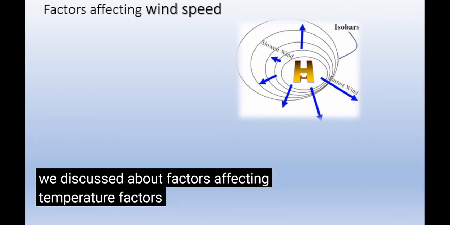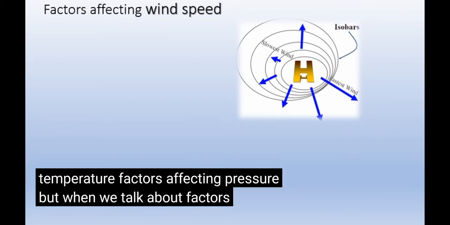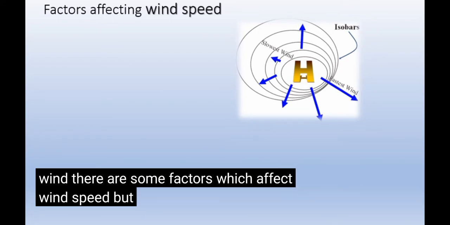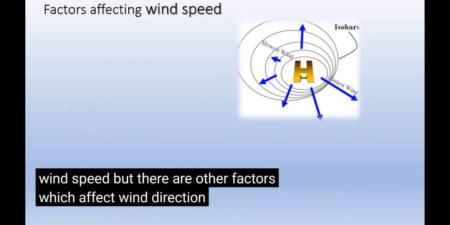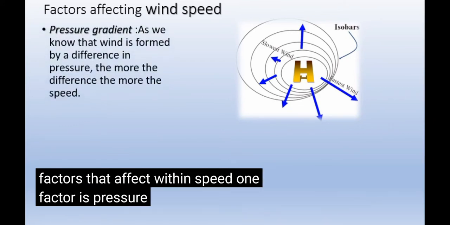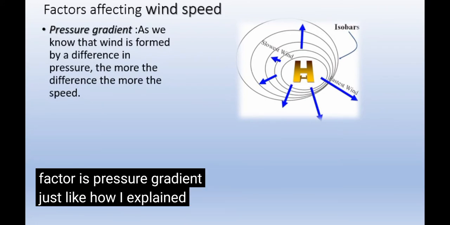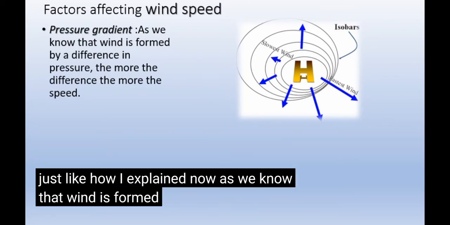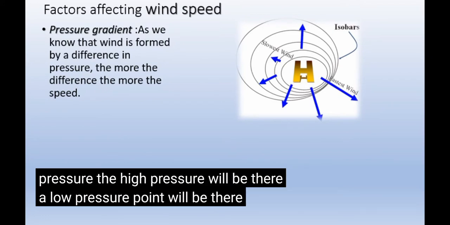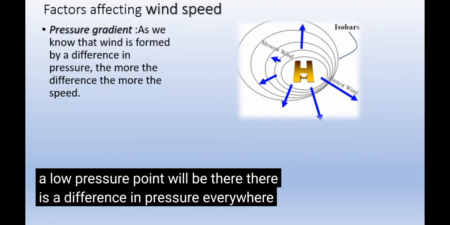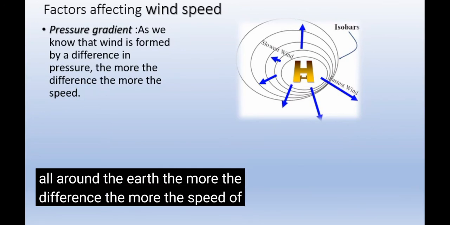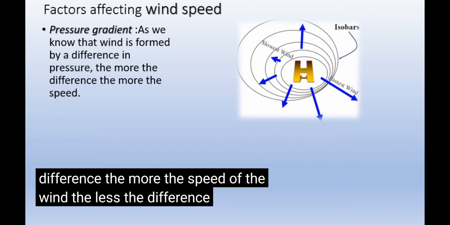Now we can study the factors affecting the wind speed. You all know that temperature affects the wind directions. The wind is formed by a difference in pressure. The more the difference, the more the speed. Around the earth, the more difference we see.